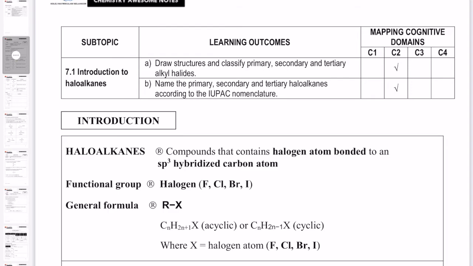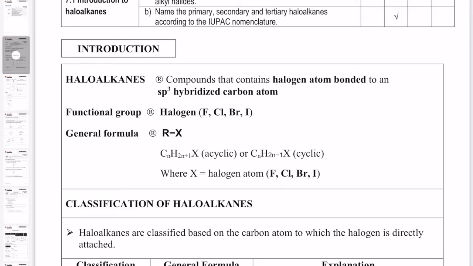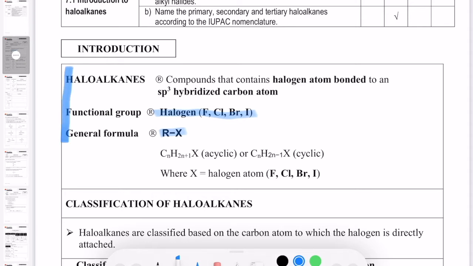Okay, as you can see, haloalkane is a compound that contains halogen, and usually it is bonded to the sp3 hybridized carbon. So the functional group is, as you can see here, halogen. We have fluorine, chlorine, bromine and iodine. These are the ones we commonly use. So the general formula is RX. As usual, R is the alkyl group. It is like an alkane, but one H is replaced with chlorine or another halogen. That's all.